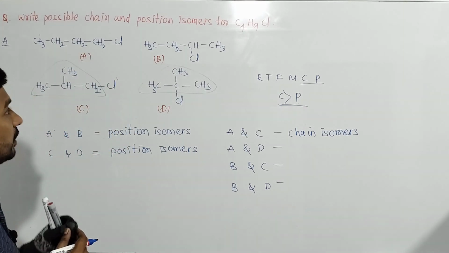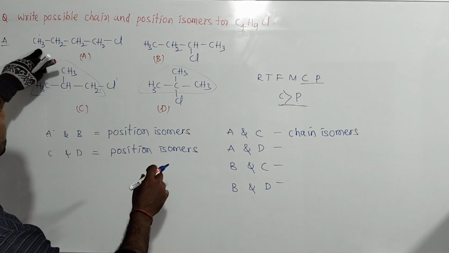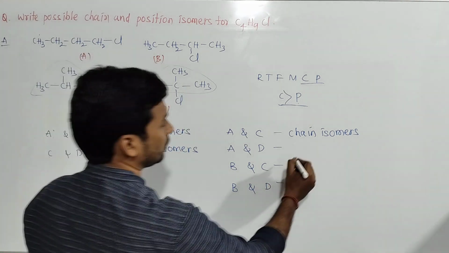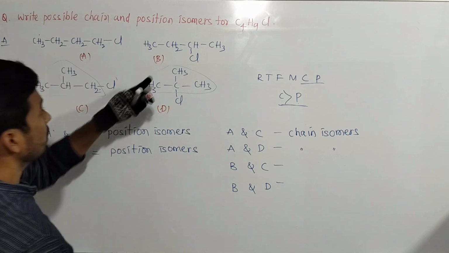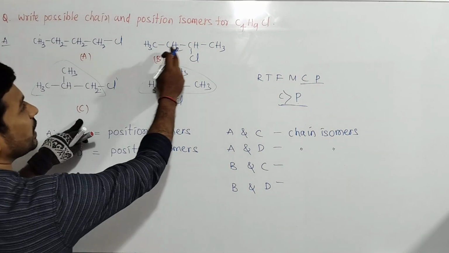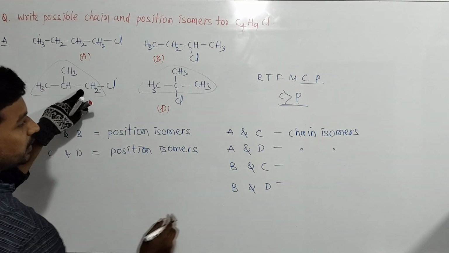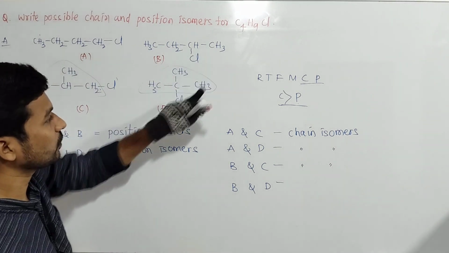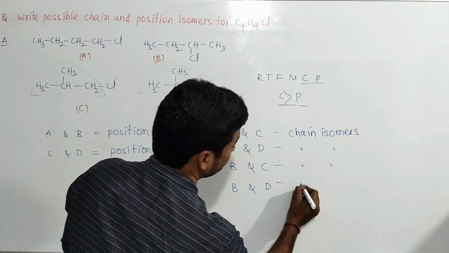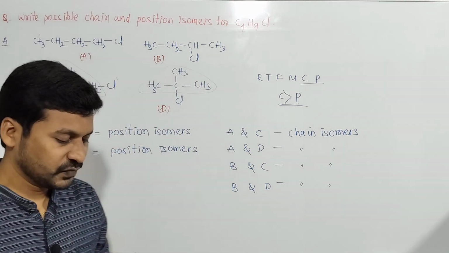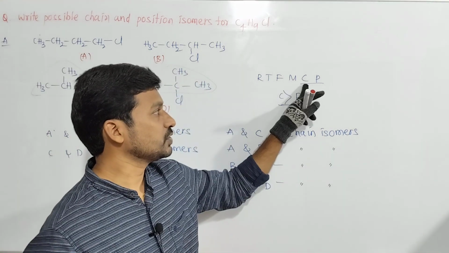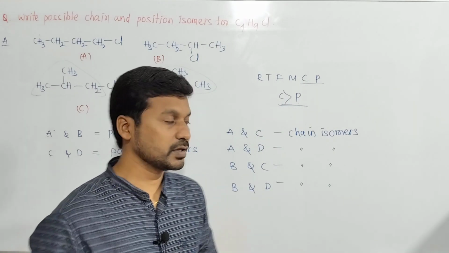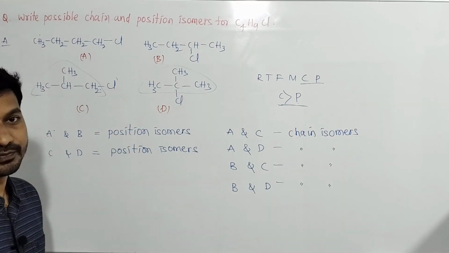First verify for chain. So if you see A and D, in A 4 carbon atoms in the parent chain, in B 3 carbon atoms in the parent chain. So chain different, chain isomer. In B and C, parent chain with 4 carbon atoms, parent chain with 3 carbon atoms, so they are chain isomers. In B and D, parent chain with 4 carbon atoms, parent chain with 3 carbon atoms, they are chain isomers. Thus, first we have to verify for chain isomerism. If chain isomerism is not possible, then verify for position isomerism. Thus, they are relative. Okay.